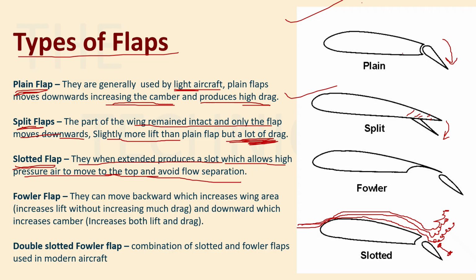Because in order to generate lift, you need to have a lower pressure at the top and a higher pressure at the bottom, which is generated because of this airflow. If there is no airflow, this particular portion of the wing is just useless, right? And this is an issue. So your slot, how does it work? See, your slots help to reduce this problem.